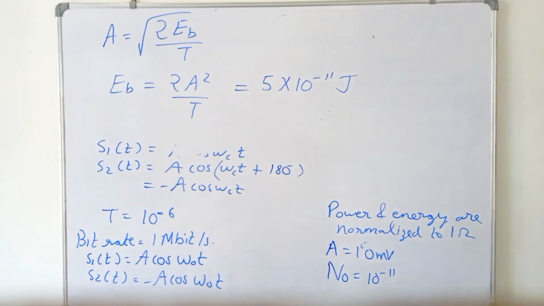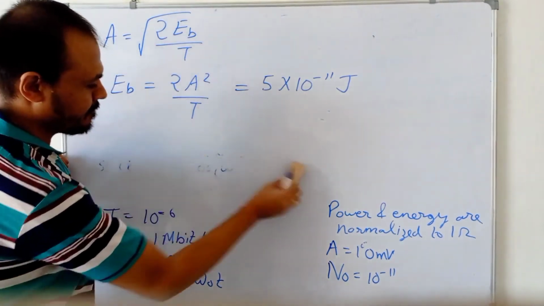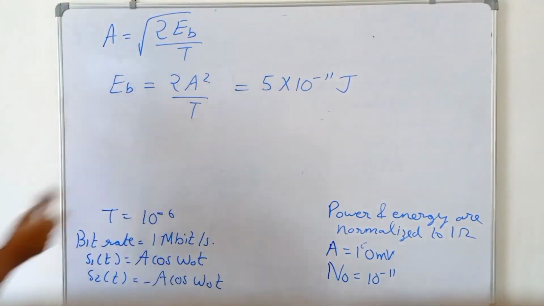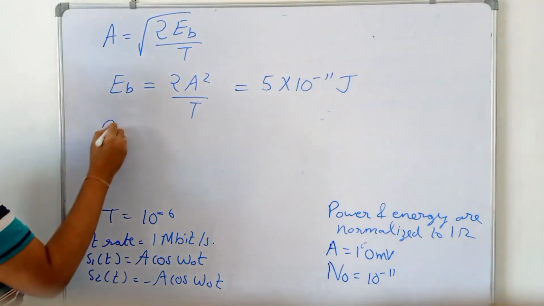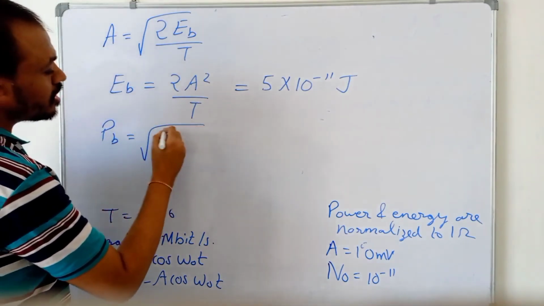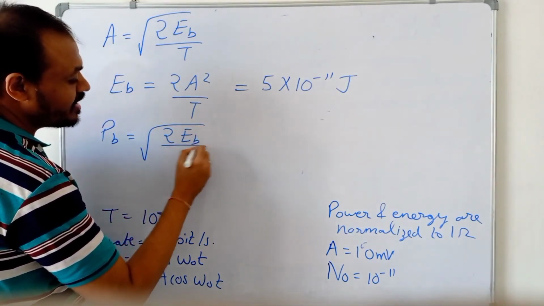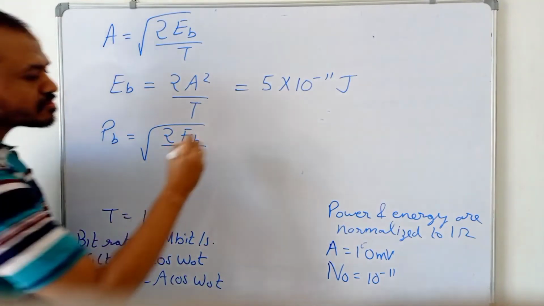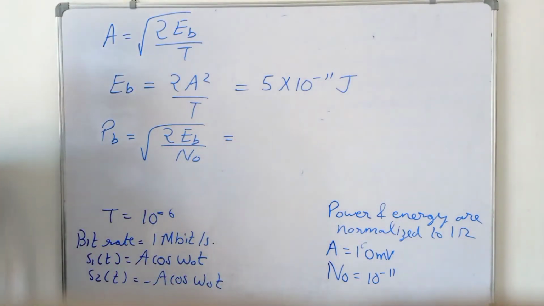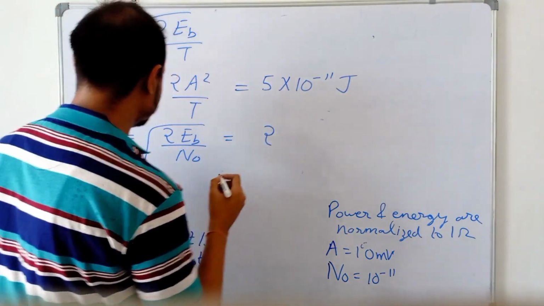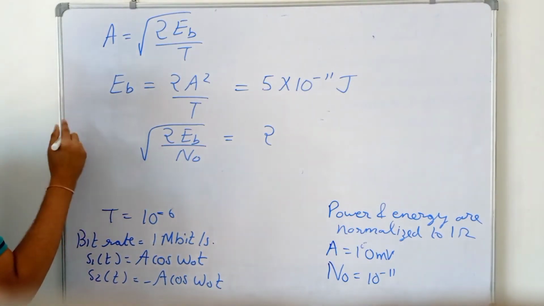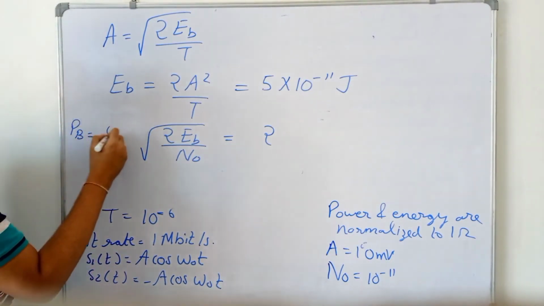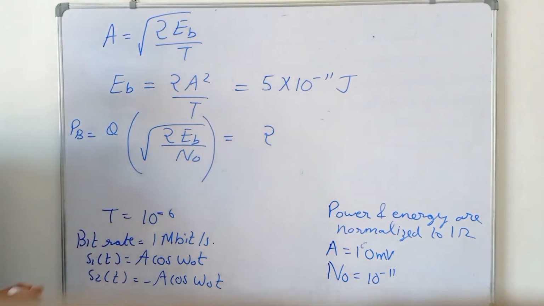Now the formula for the bit error probability for BPSK is given as PB equal to root of 2 EB upon N naught. N naught is given to us as 10 to power minus 11. And this is a Q function actually. So PB is equal to Q function of under root of 2 EB upon N naught.